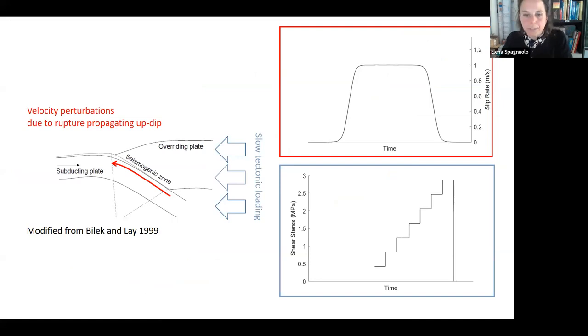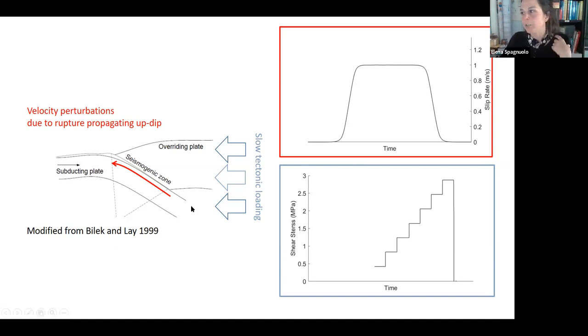So because of this, we want to present two kinds of experiments. One simulates the velocity perturbation which is due to the rupture propagating up dip. So for example, the rupture is nucleating somewhere here and is propagating up dip and through the sediments.